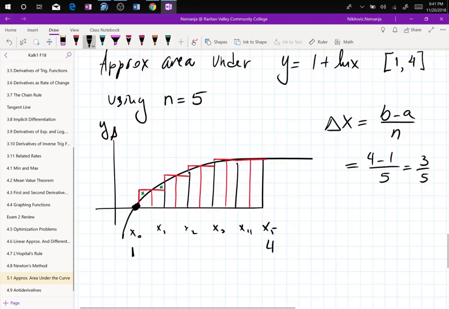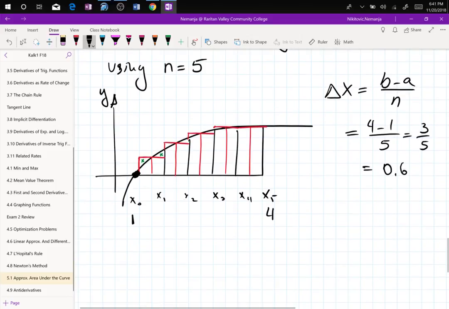3/5 is 0.6. So what are my x1 and the rest? 1.6, 2.2, 2.8, plus 0.6, 3.4, and then you see plus 0.6 will be 4. So it matches, right, as you put those numbers there.